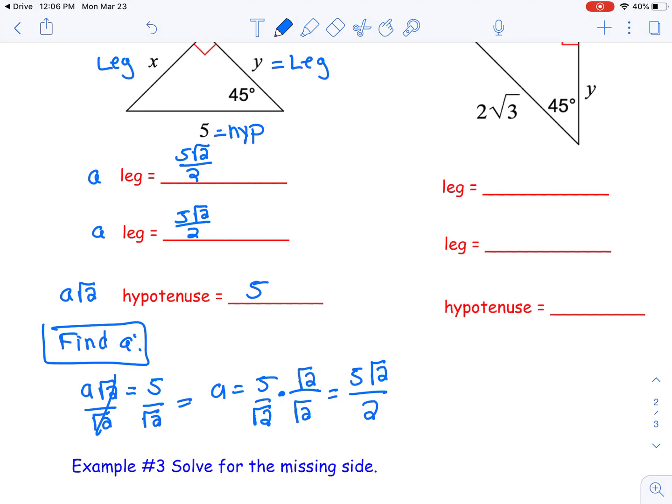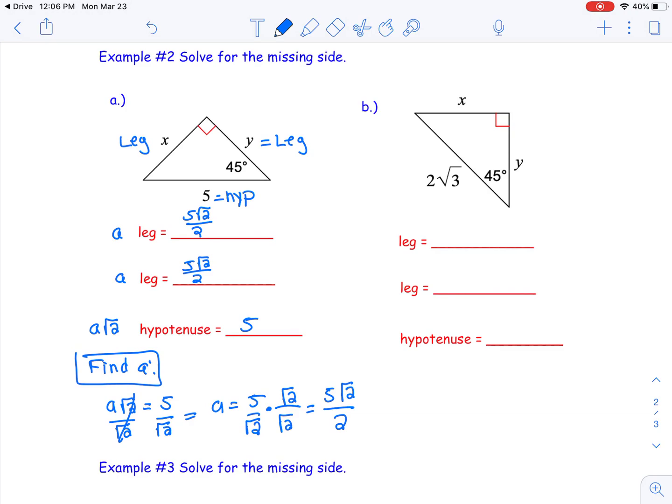Okay, last one. And the last one, once again, start with what do you know? You know the hypotenuse. It's always opposite the right angle. So this is 2 radical 3. That is the same as A radical 2. And we're looking for the legs of the triangle. So if we can solve for A, we will know what the legs are. So we need to find A.